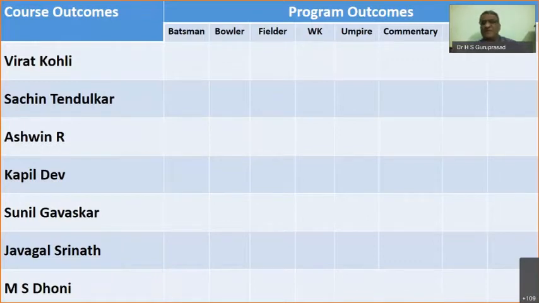Yes. Virat to batsman, it is strong mapping. He is a fantastic batsman. Virat Kohli is a fantastic batsman. So, Virat Kohli to batsman, it is strong mapping 3. So, let us freeze 3.